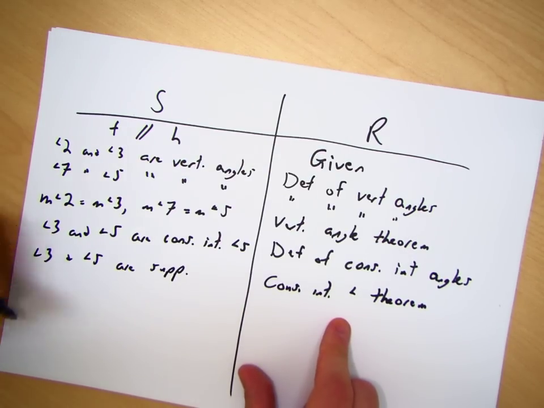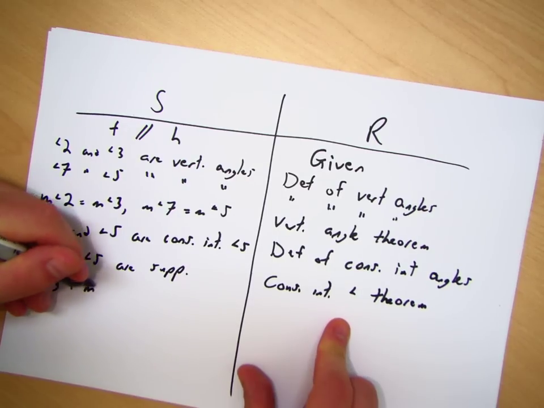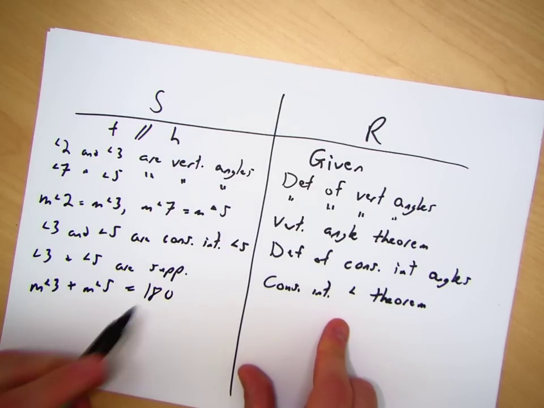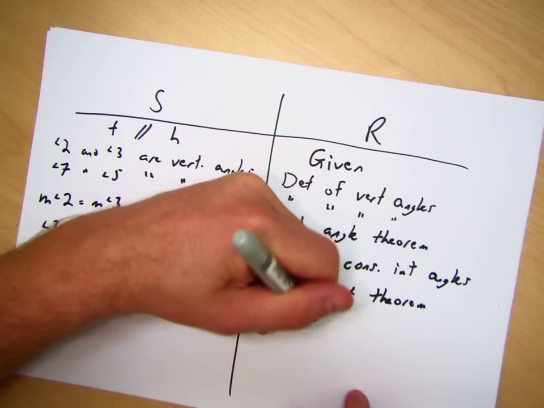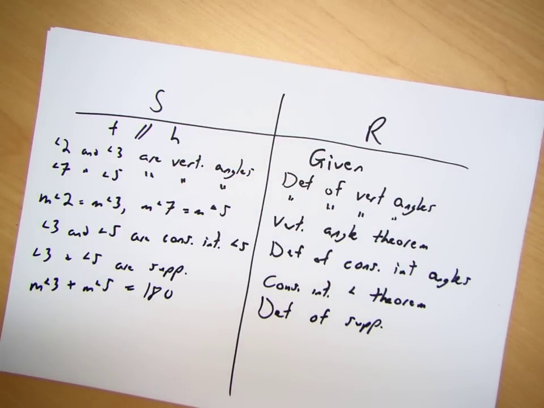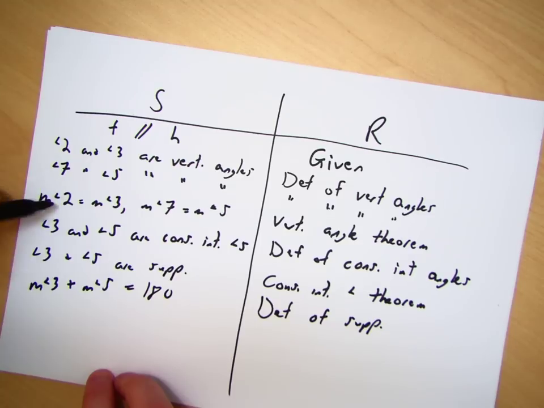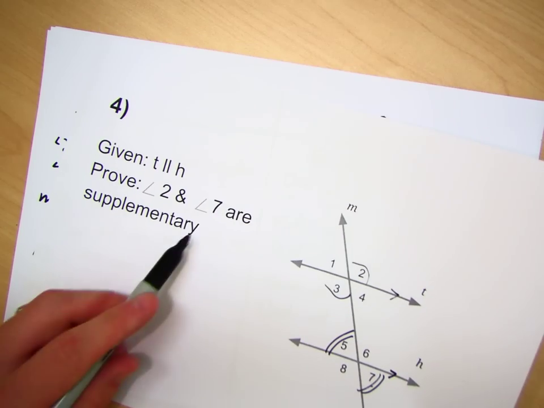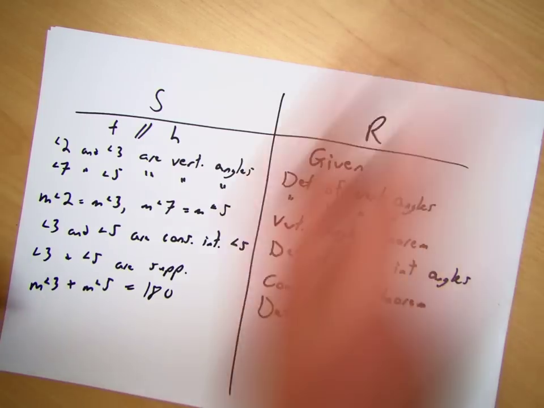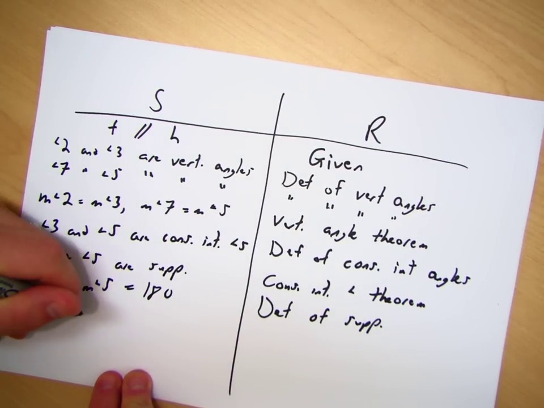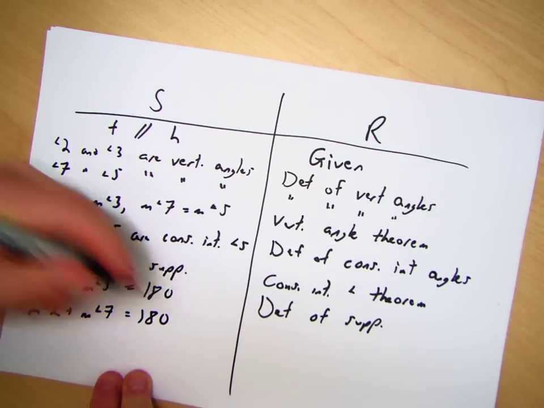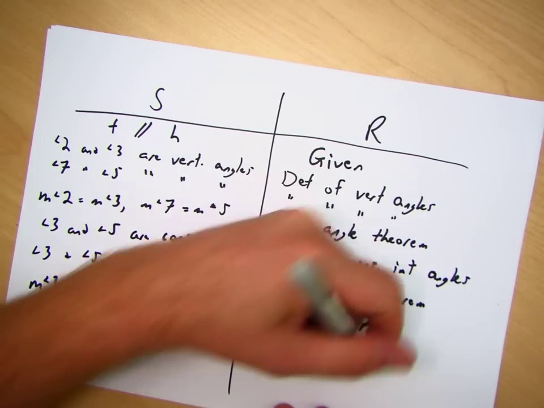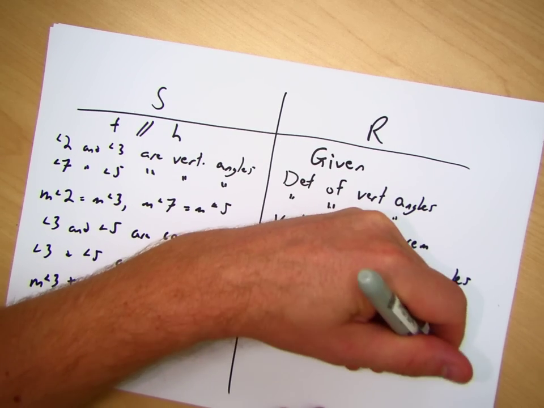Now that they're supplementary, I can show here that the measure of angle 3 plus angle 5 is going to equal 180 degrees. Why? Because if they're supplementary, that's the definition of supplementary. Now it's pretty straightforward. I can substitute angle 2 for angle 3, and I can substitute angle 7 for angle 5, which is ultimately what they want me to prove. And so I'm going to get here that the measure of angle 2 plus the measure of angle 7 is equal to 180. I basically substituted, using the substitution property of equality.